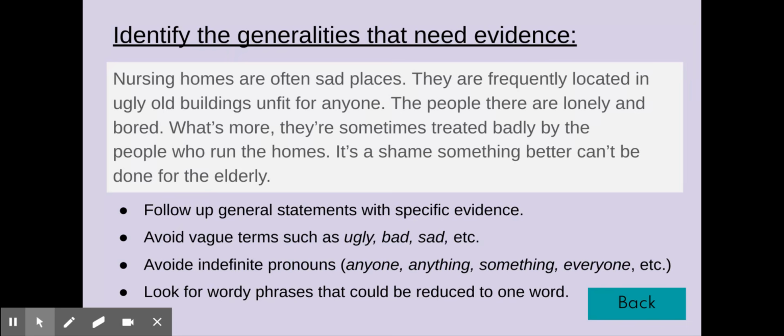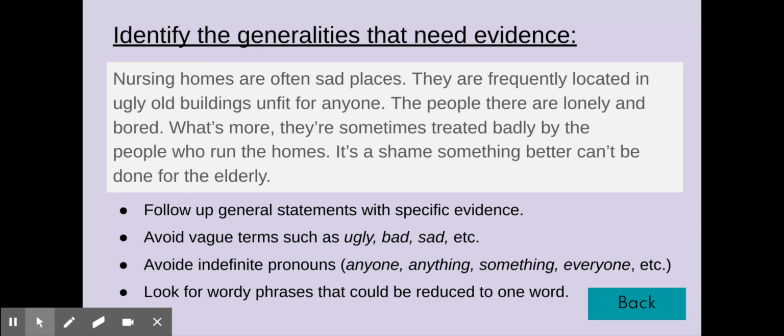So let's look at some problems in this paragraph with vagueness. First, they've given general statements but not followed up with any specific evidence, using those methods of development that we talked about just a moment ago. It's also a good idea to avoid vague terms such as ugly, bad, sad. Those terms are subjective, and you need to instead follow up with some very specific things. And also, it's just a good idea to expand your vocabulary and use some more specific adjectives.